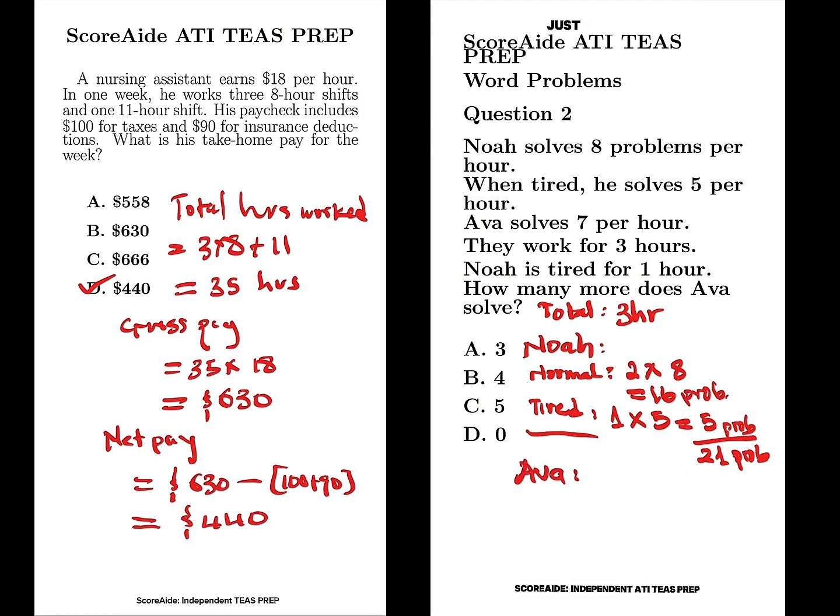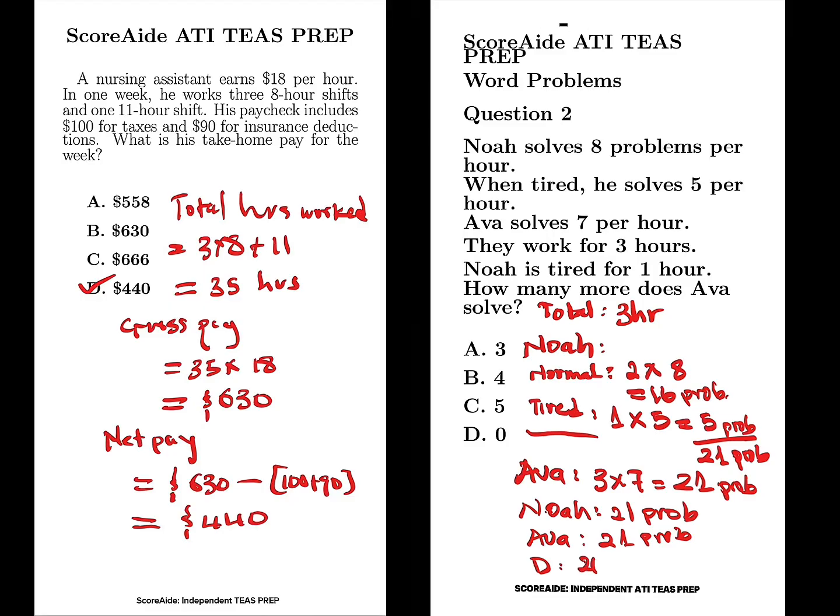Eva wasn't tired. It was just normal. Her rate was 7 problems per hour. So we're going to do 3 times 7, which is equal to 21 problems solved. So therefore the difference is going to be 21 minus 21, which is 0 problems. So they solve the same number of problems, so the difference is 0. So yeah, that is the answer.